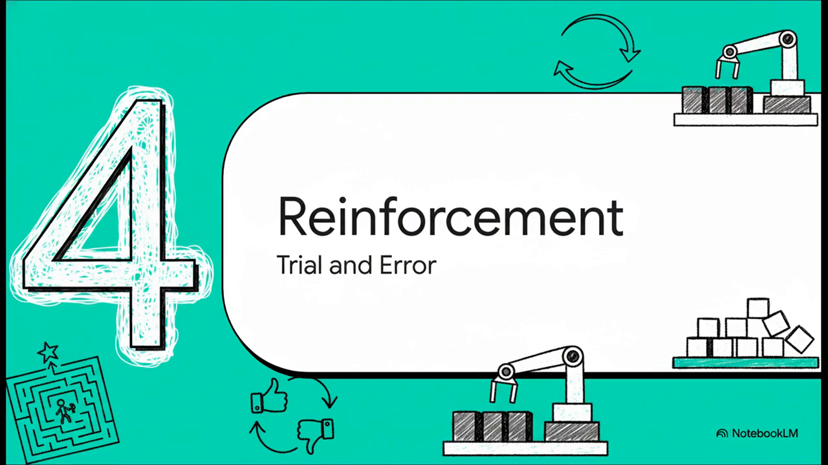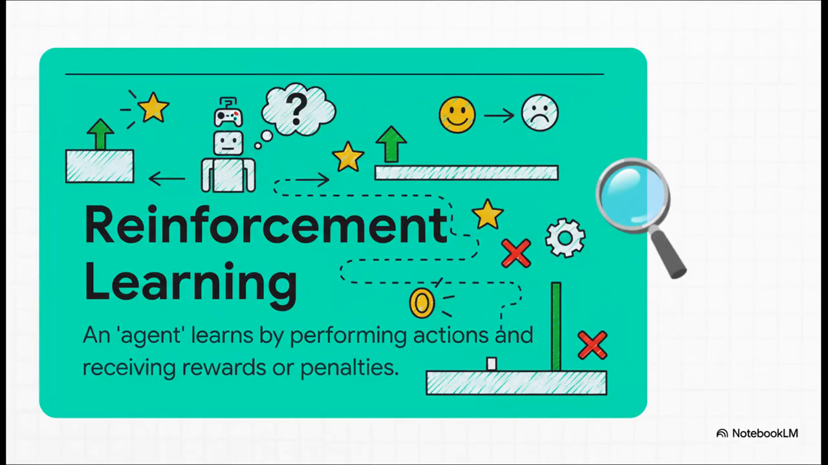Okay, so our first 3 methods were all about learning from data that's already sitting there. But our fourth and final method, it's completely different. It's not about studying existing data, it's all about learning from action and consequence. This is reinforcement learning. So here's how it works.